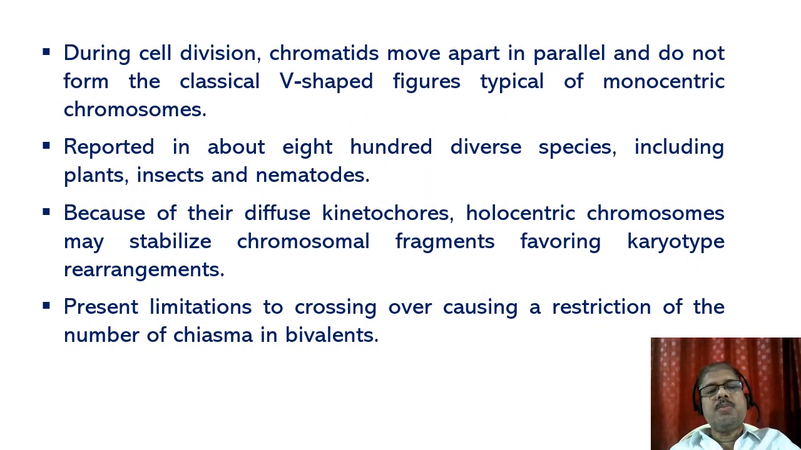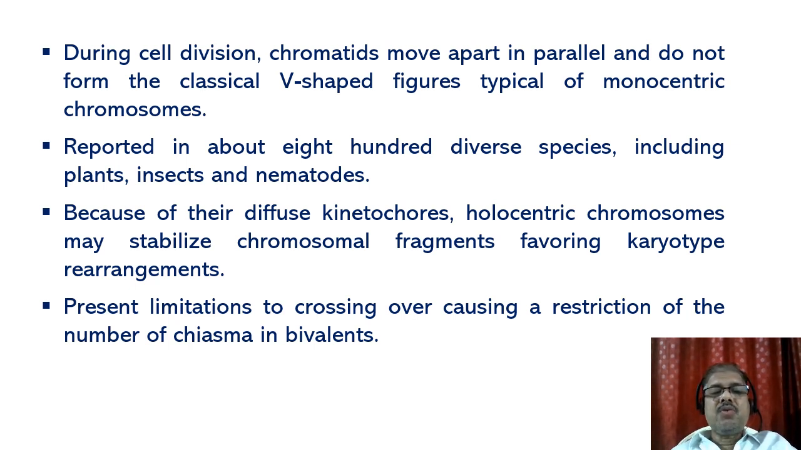These chromosomes are also called holokinetic, and this is because during cell division, chromatids move apart in parallel and do not form a classical V-shaped figure, which is typical of monocentric chromosomes. And holocentric chromosomes are currently reported in about 800 diverse species, which includes plants, insects, nematodes, etc.